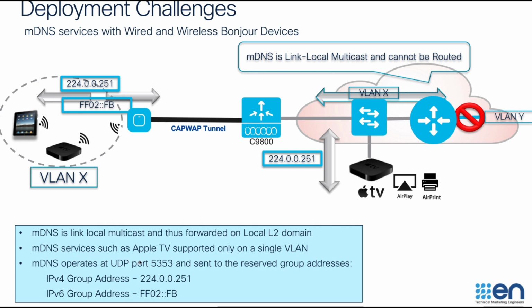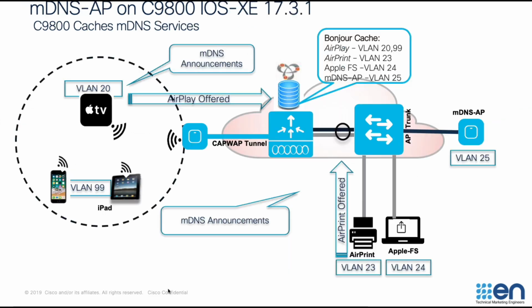Also, it's important to note that MDNS services operate on UDP port 5353, and they can transport via IPv4 group address 224.0.0.251 or IPv6 group address FF01::FB.